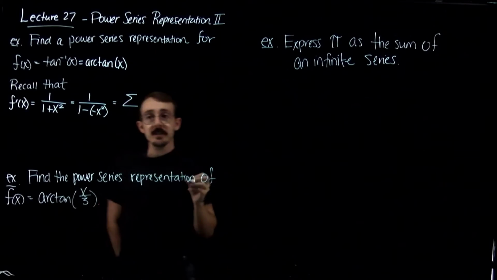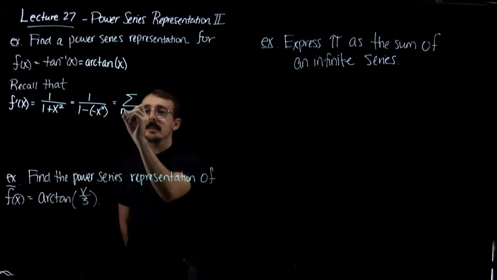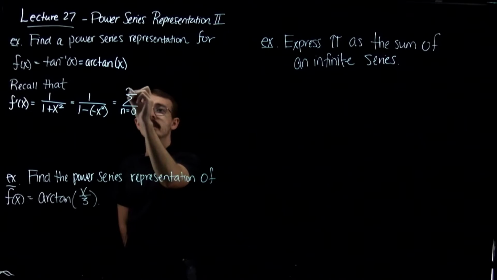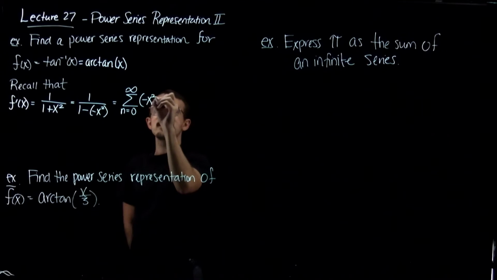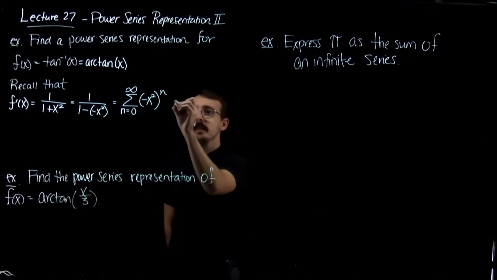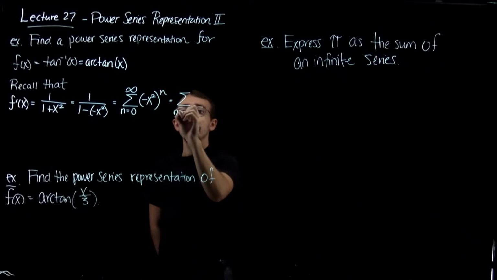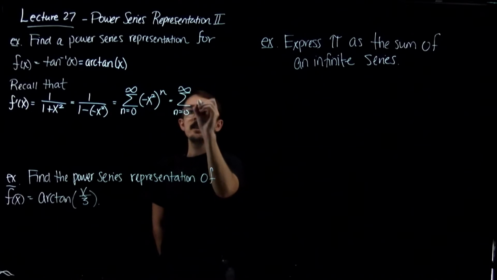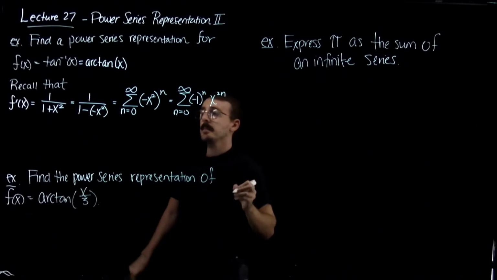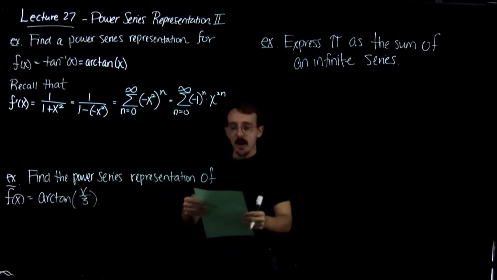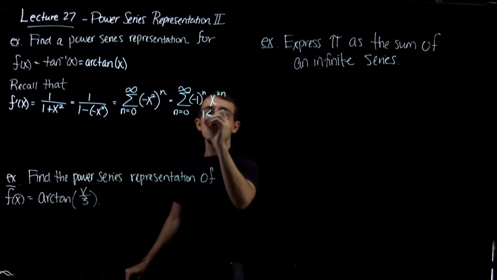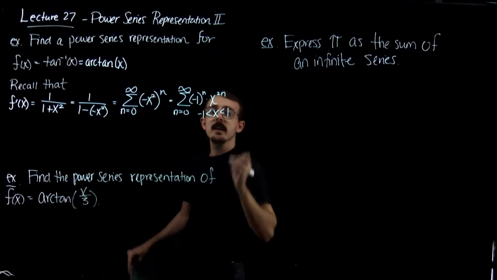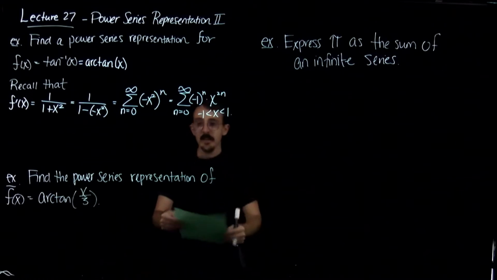And then using our geometric sum formula, this is equal to the summation n equals 0 to infinity. And this time I'm plugging in negative x squared to the n. But then this is just the summation n equals 0 to infinity of negative 1 to the n times x to the 2n. And this is true when we're strictly between negative 1 and 1 for x, so that is the interval of convergence.